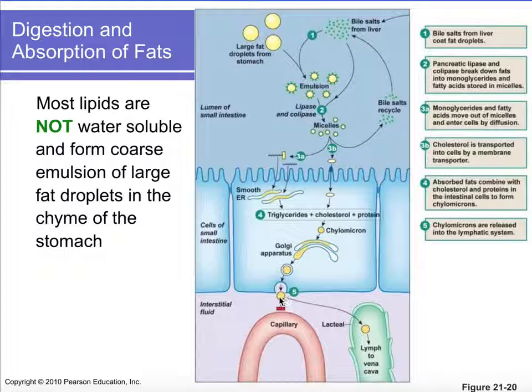And here is where it's also different. Instead of getting absorbed into our bloodstream, it actually will go into our lymphatic system. And then from the lymphatic system, it'll drain into our circulatory system. So you can see it says lymph to our vena cava, and that's when it's now in our circulatory system.